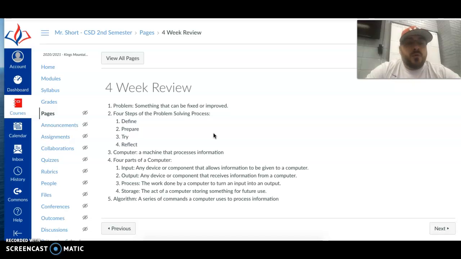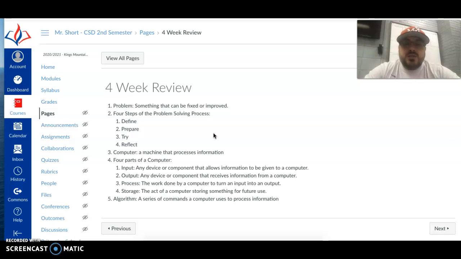The third step in the problem-solving process, which we learned a couple weeks ago, is the try. We want to try whatever solution we came up with in the prepare stage, the second step. That's when we try our solution. And the 4th step is to reflect. Remember we talked about when we look in the mirror, what's looking back at us? Our reflection. So we learned that to reflect means to look back.